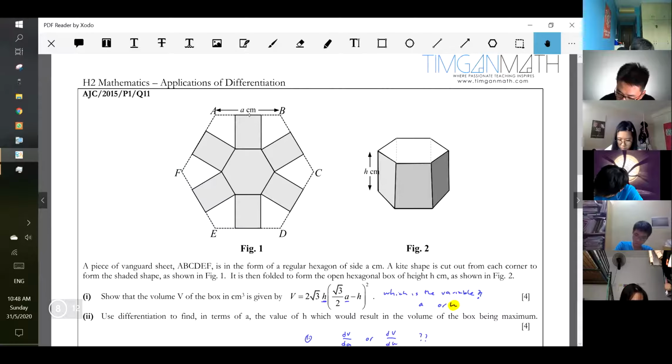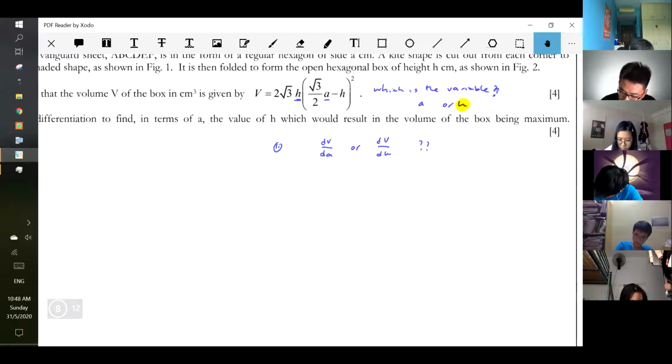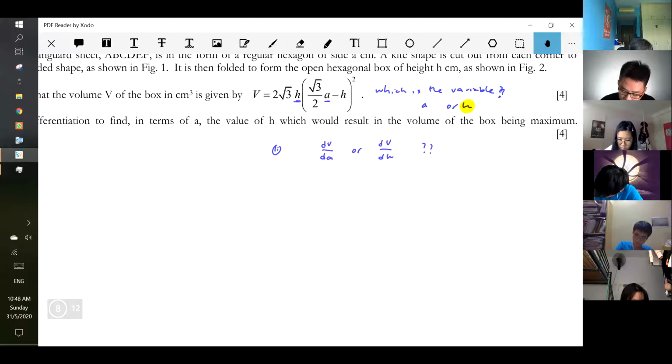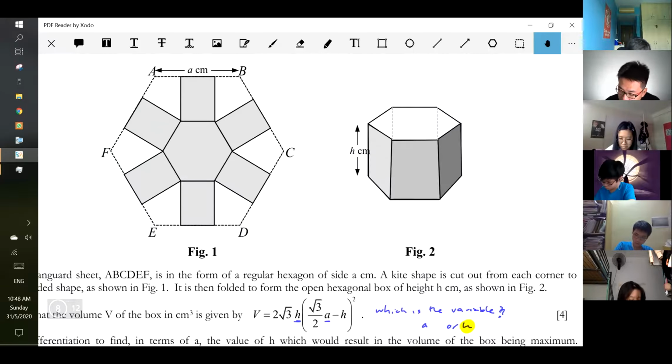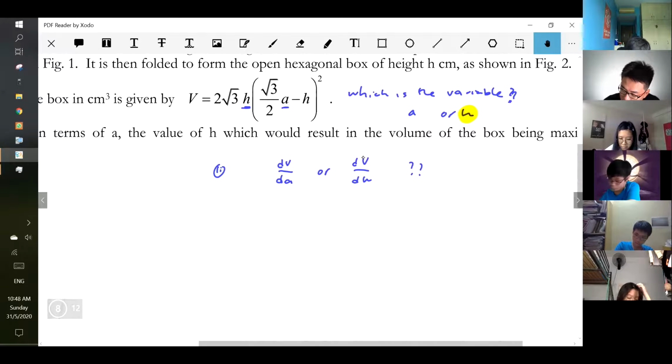Doesn't matter what kind of hexagon you use. A is just gonna be the same. It's just a constant. So the varying one is the height. So basically, you need to find dV/dh, not dV/dA. So dV/dh.